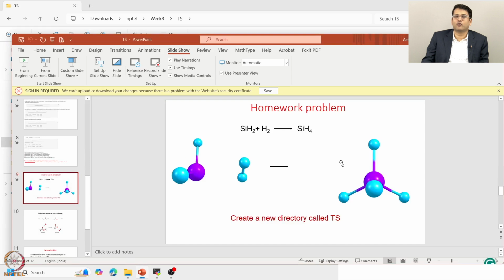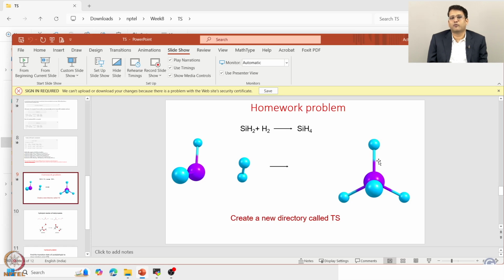So, this is your first homework problem. You will find the transition state between SiH2 and H2 leading to the formation of SiH4. You can do it via relaxed surface scan or NEB, it is up to your choice. I would prefer to do it via NEB. And remember, as I told, transition state finding is often considered an art. So the more you practice, the more you become a master of it.